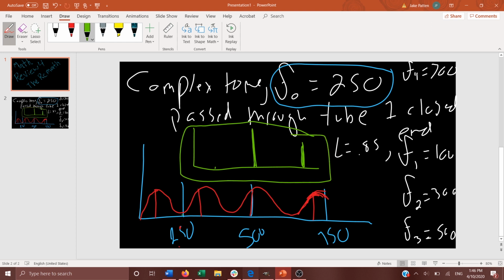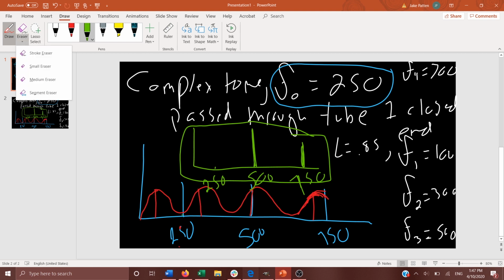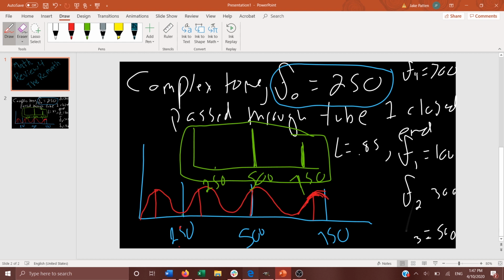This is what you'd turn in. Label your axes: 250, 500, 750. This is the output of a complex tone with a fundamental frequency of 250 passing through the first four resonant frequencies of a tube with a length of 0.85. Cool. All right. So this should help you on the exam.